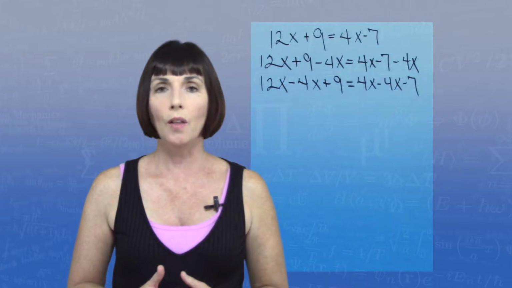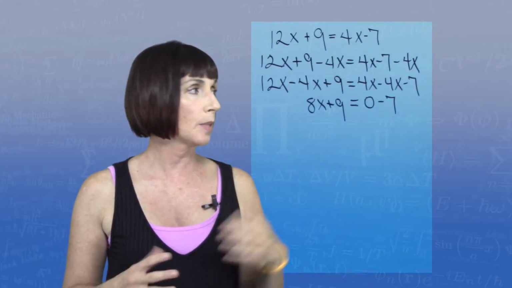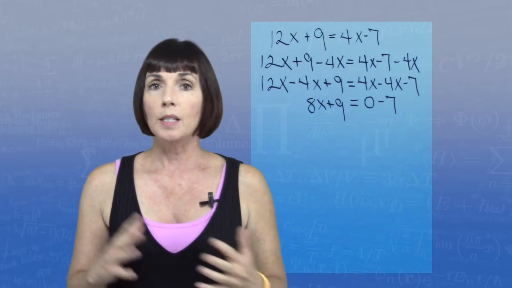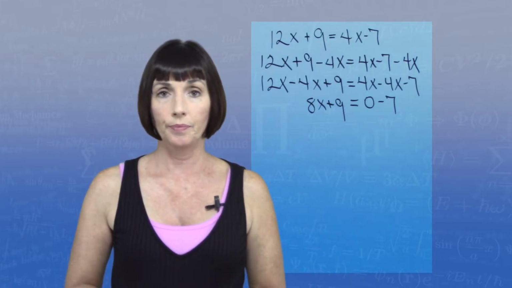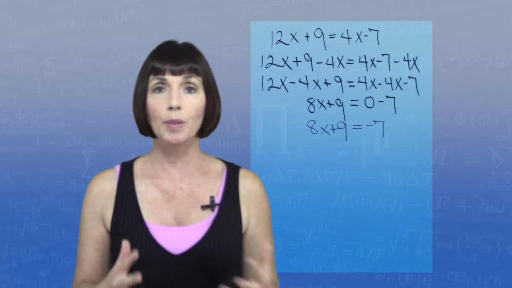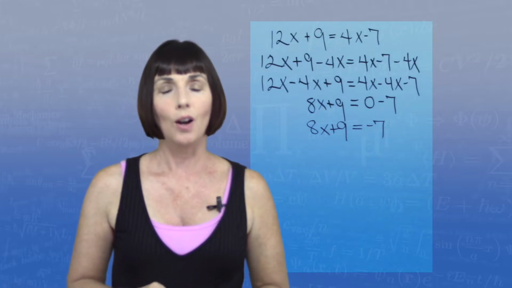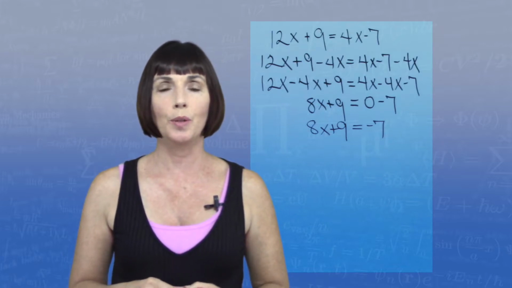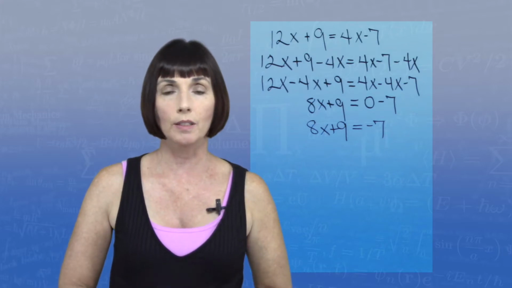Okay, 12x minus 4x is 8x. So we have 8x plus 9. 4x minus 4x is 0. So on the right, we have 0 minus 7. That leaves us 8x plus 9 equals minus 7. Now, we have to solve that. All right, same thing as we've been doing. So we're going to subtract 9 from both sides of this equation.